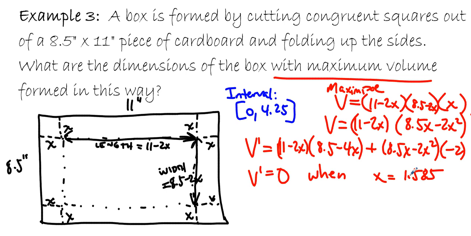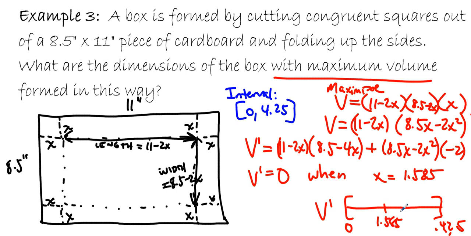You can totally pause the video, put that in a Y1, find a 0, make sure you can get that number, because that number matters. If you do a V prime check on 0 to 4.25, you find out that on the left side of 1.585, the derivative is positive, and on the right side of 1.585, the derivative is negative. V prime changes from positive to negative, so V changes from increasing to decreasing. This is where the max occurs.